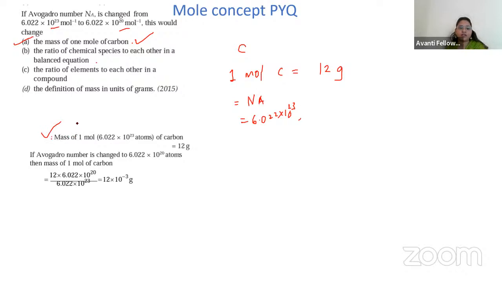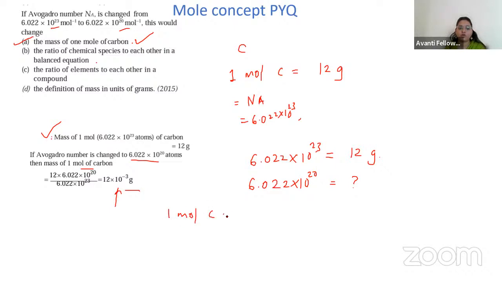If Avogadro's number is changed, then 1 mole of carbon will be 12 into 10 raised to minus 3 gram. If 6.022 into 10 raised to 23 gives us 12 gram, then 6.022 into 10 raised to 20 will give us how much? Just do this cross multiplication. You will get the idea that 1 mole of carbon, first of all, was 12 gram.